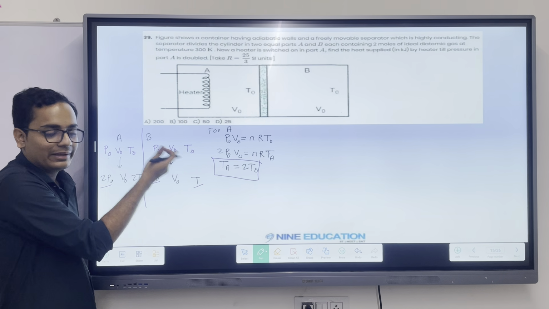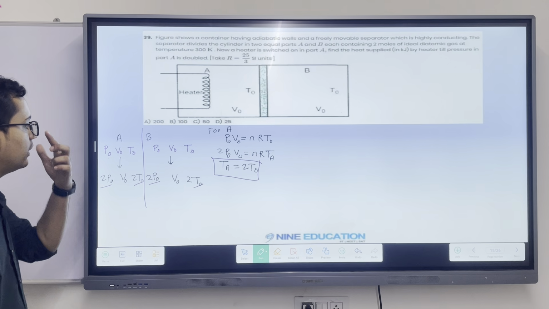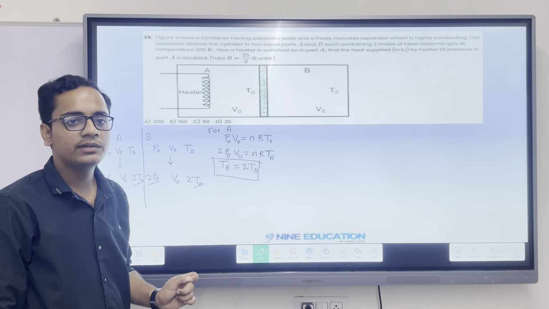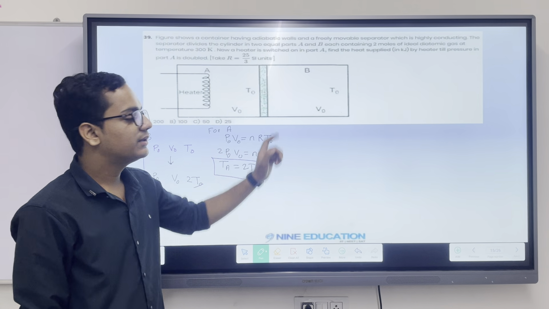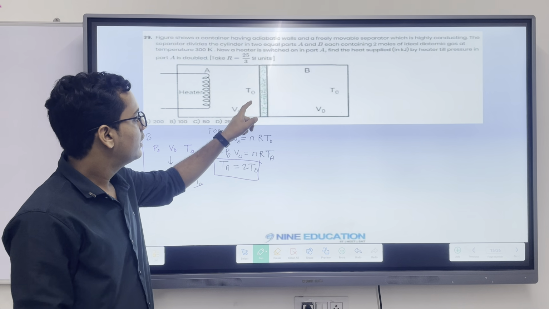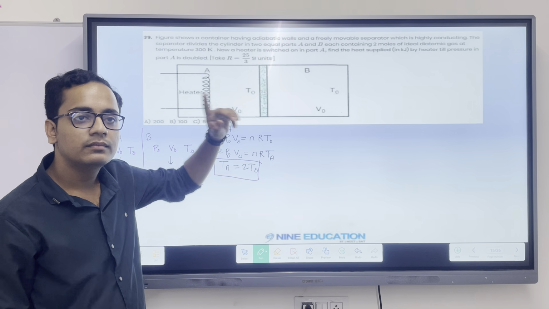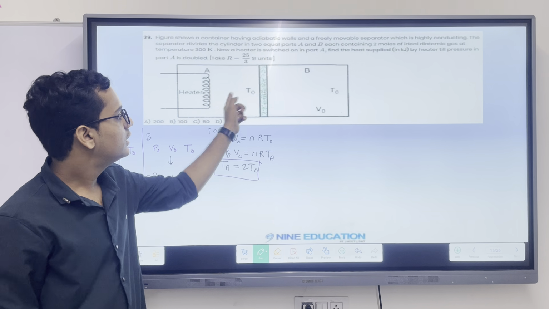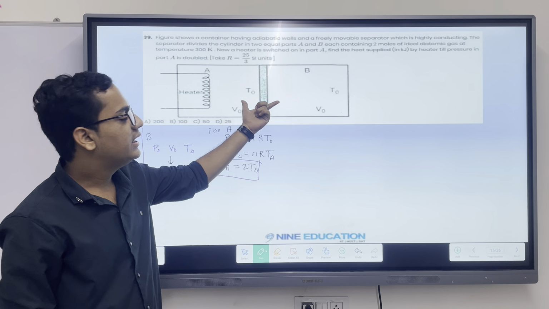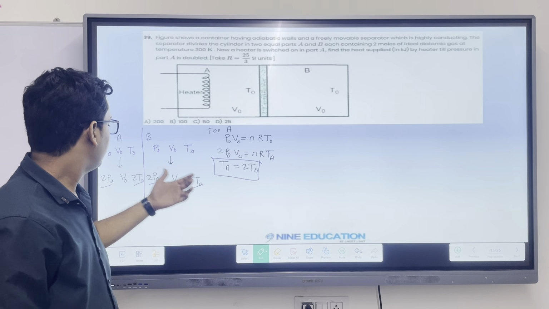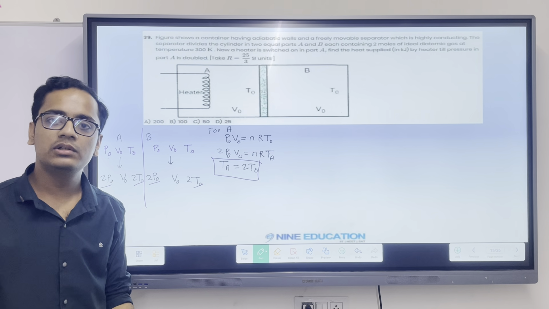And obviously, as the temperature in both of the samples should be the same, this should also become 2T. So the main thing in this question was you need to understand that pressure in both of the chambers must be the same, because this is movable. Also, temperature on both sides should be the same, because it is highly conducting, right? If these two things have to be the same, the volume on both sides also needs to be the same.